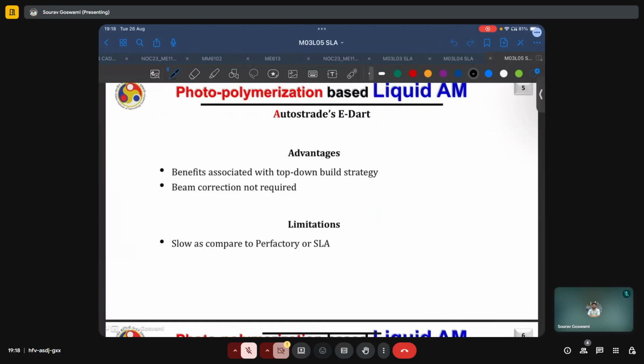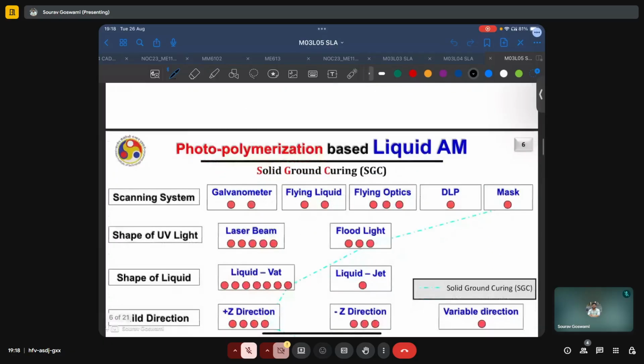Some of the advantages are the benefits which are otherwise associated with any top-down build strategy, and the lack of any requirement for beam correction, as we just discussed, because the laser beam is always incident normally to the resin.